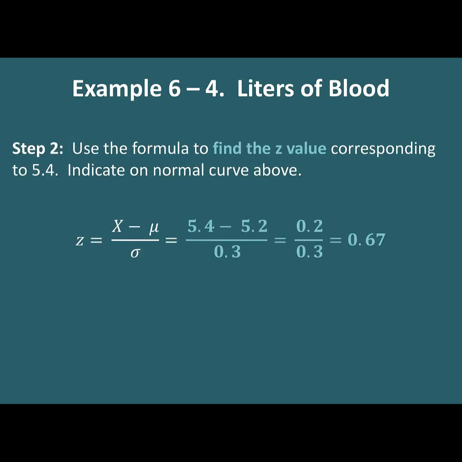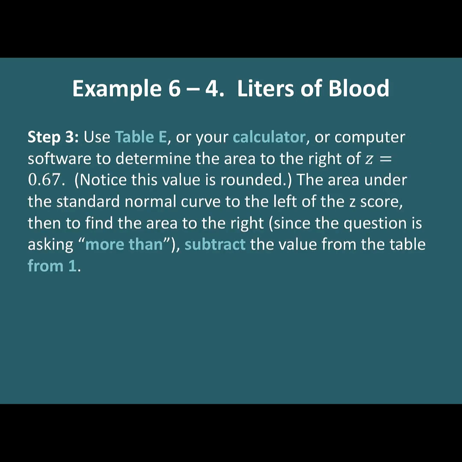Step 2, we're going to use the formula to find the z value, which will correspond to the table. So here, 5.4 is the value that they indicate in the problem, minus the mean of 5.2, divided by the standard deviation of 0.3. This reduces down to 0.67 rounded to 2 decimal places. Now use the table or your calculator to determine the area to the right of z equals 0.67.